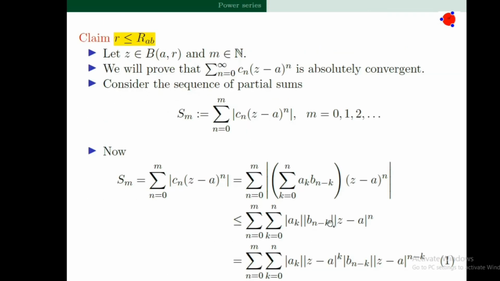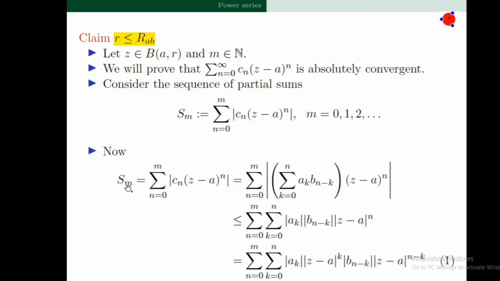So by triangle inequality, this can be written as summation n equal to 0 to m, summation k equal to 0 to n, modulus of ak into modulus of bn minus k into modulus of z minus a the whole raised to n. And this term, mod z minus a the whole raised to n, can be written as modulus of z minus a the whole power k into mod z minus a the whole raised to n minus k.